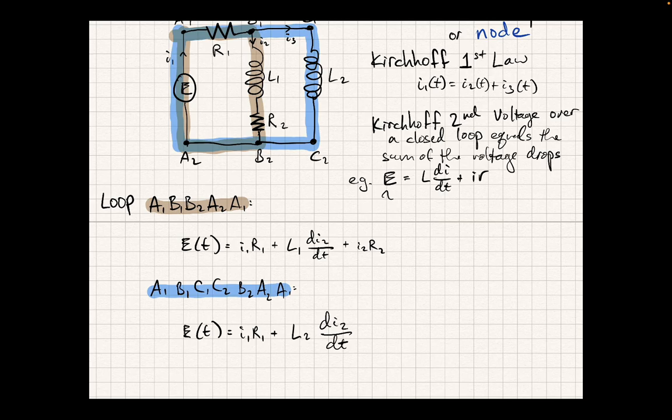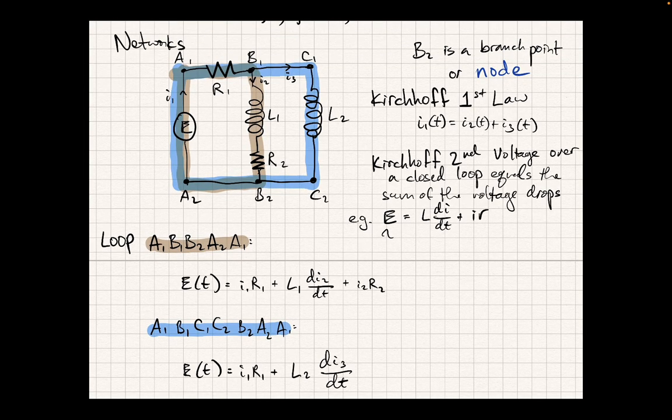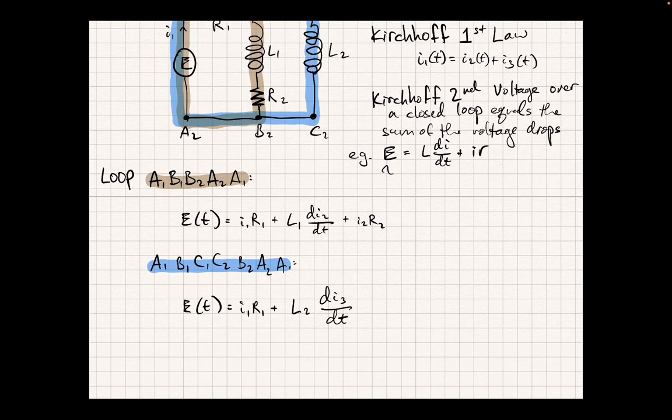No, no, no, I meant to write 3 here. So you just ignored the 2? I ignored the 2 because it's not on this loop. So I ignored L2 when I was doing the brown loop, and I ignore L1 and R2 when I'm doing the blue loop. So even though it passes the point, the current does not go through L1? That's correct. So these are true simultaneously. Now you do the algebra.